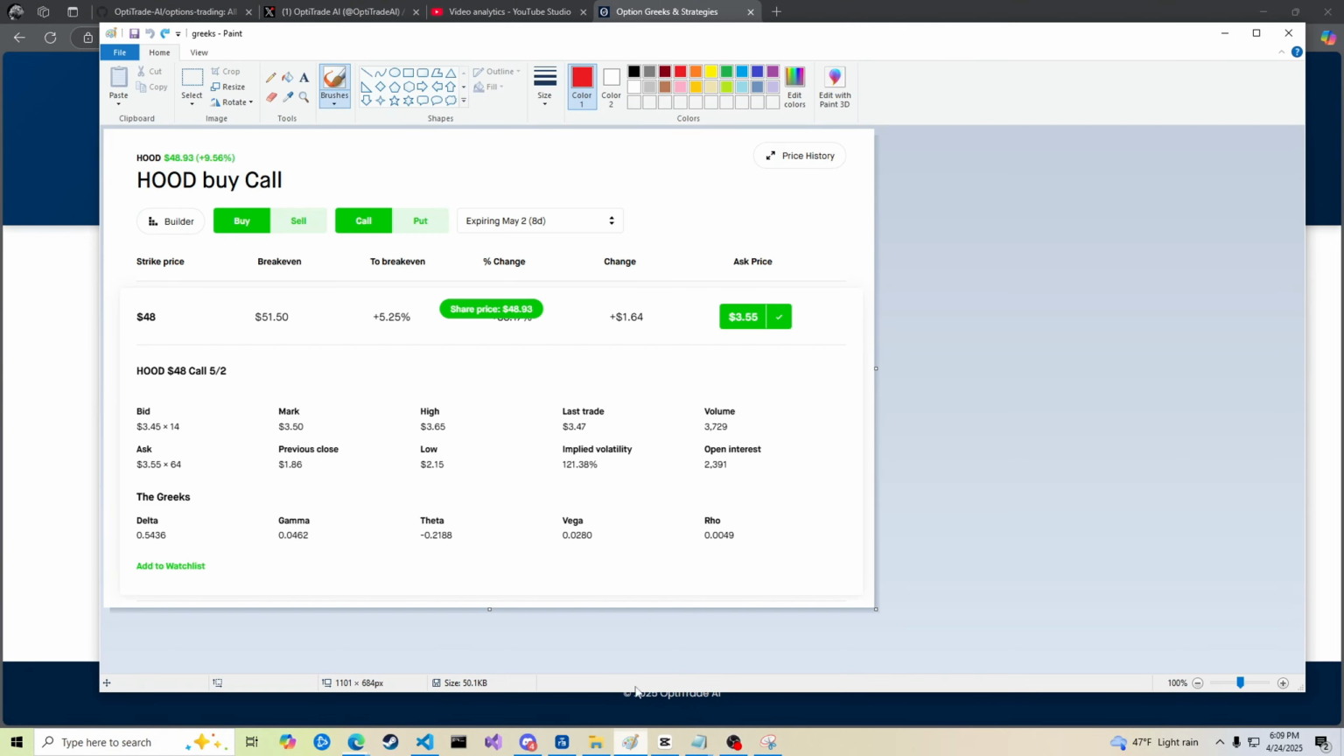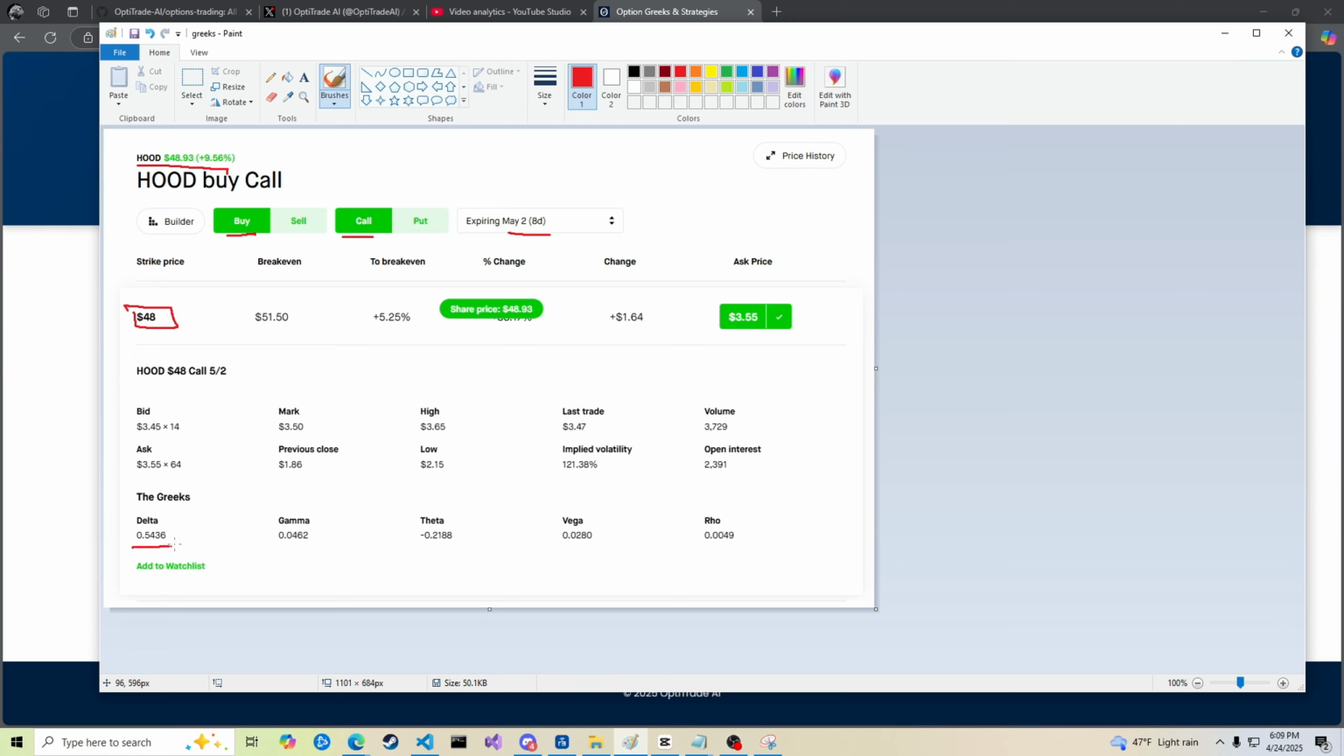Now we can look at an actual options contract example and understand what the Greeks would mean in this particular case. And so we're looking at a Robinhood contract where we would be buying a call option that expires in 8 days with a $48 strike price.